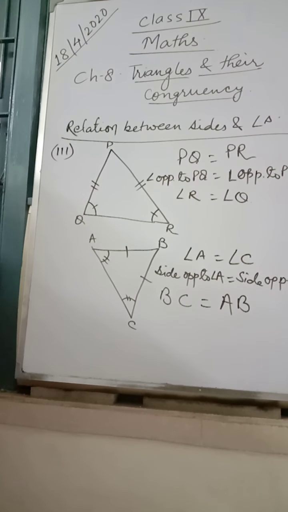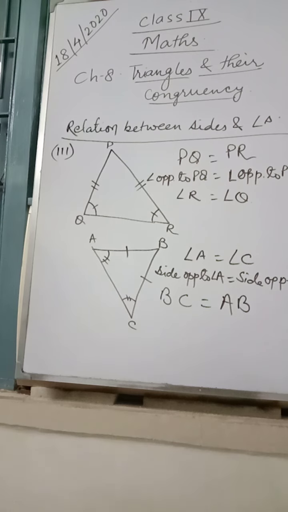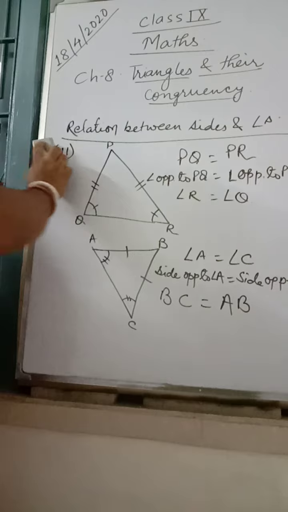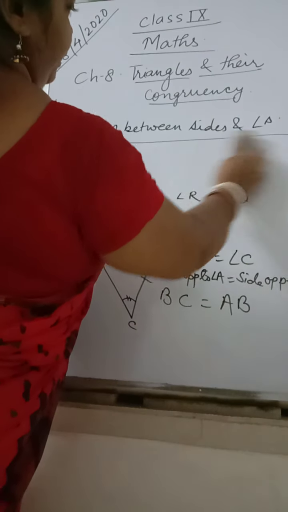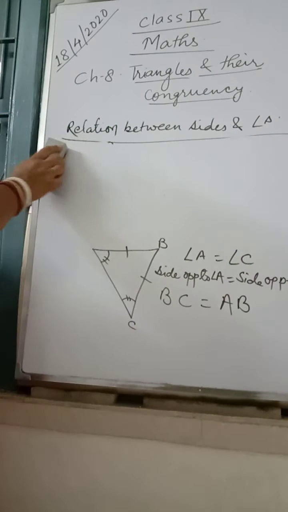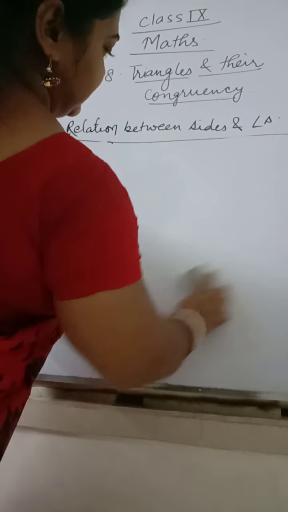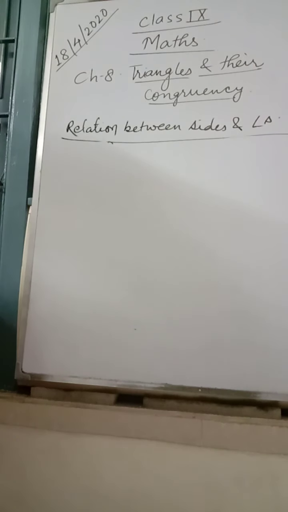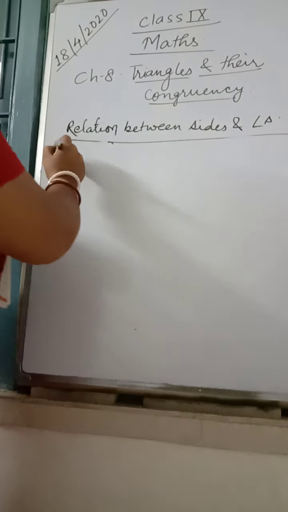Now relation number 4 says if all the three sides are equal, all the three angles would be equal. And the converse is if all the three angles are equal, all the three sides will be equal. Look at relation number 4. These are the relations between the sides and angles.